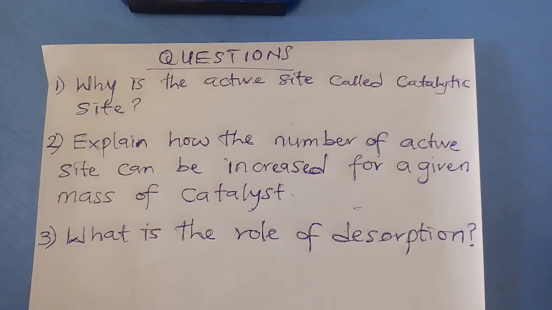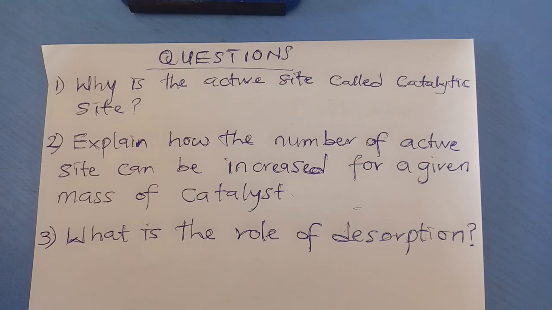You can see these questions on this video. Why is the active site called catalytic site? Many students are often confused on how to answer this question. Number two, explain how the number of active sites can be increased for a given mass of a catalyst. And number three, what is the role of desorption during and after catalysis? What happens in desorption? So what is now the significance? What is the role of that desorption?